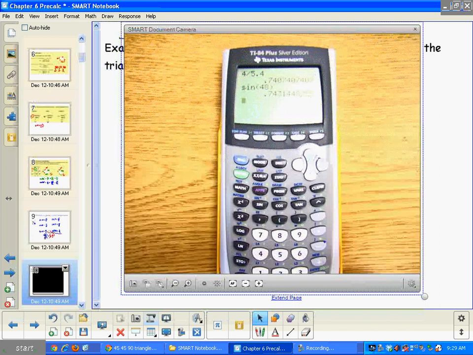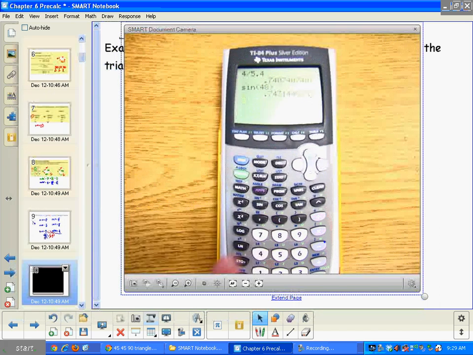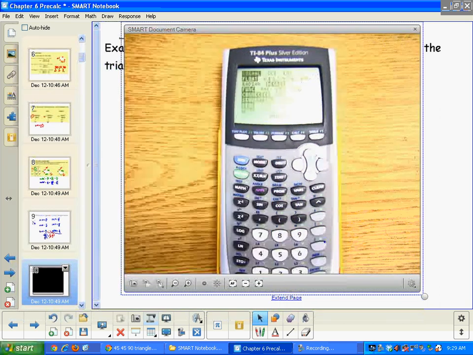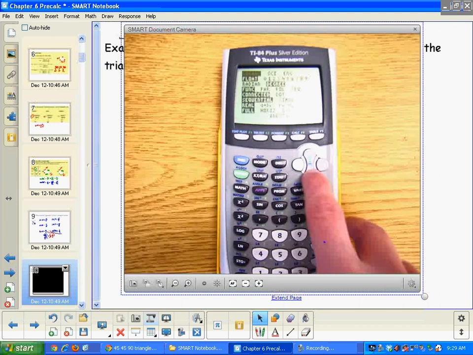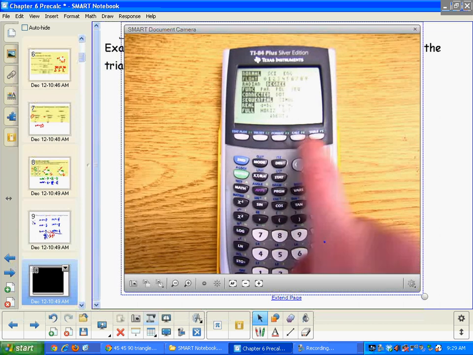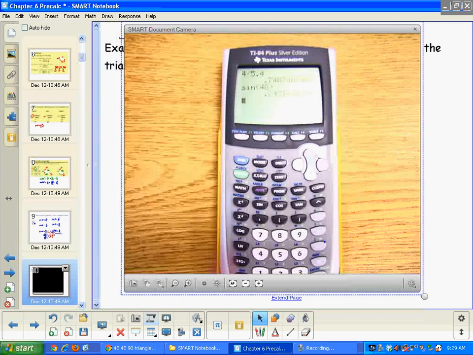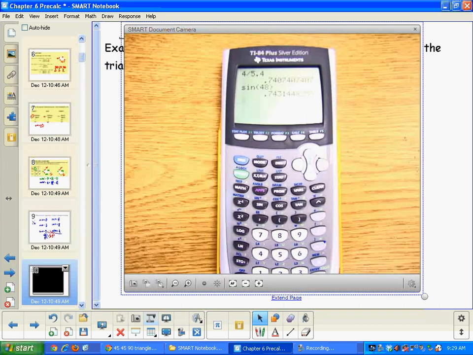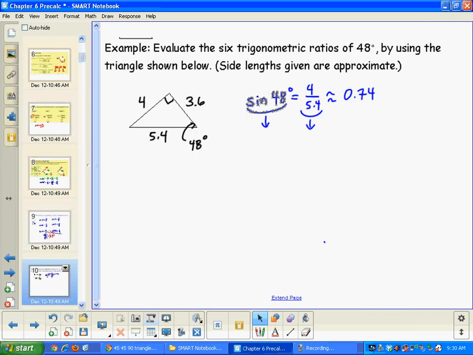But when you take the sine of 48, if you're not getting the 0.74, then likely what's wrong is your calculator is not in the correct mode. So if you hit your mode key and look, you're probably in radian mode. So if you go over to degree and press enter, and then go back and find the sine of 48 again, you should get your 0.743. So then you could go through and find each one of those, okay? And so we've got the sine of 48.